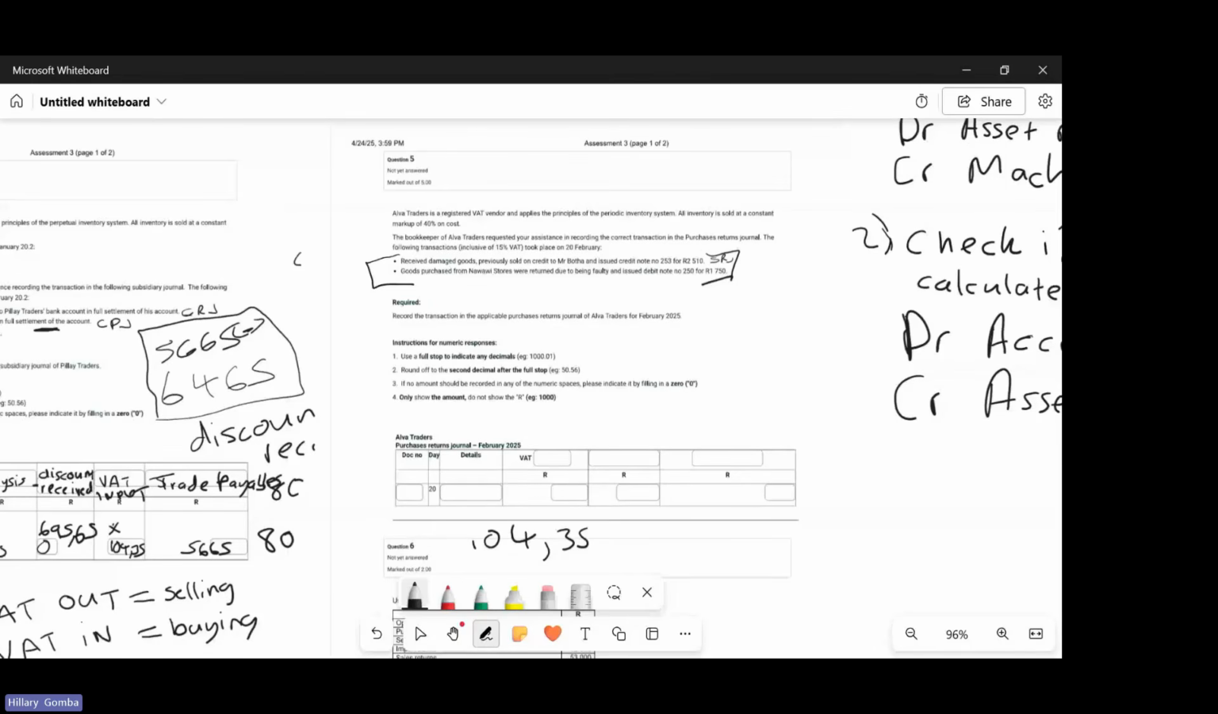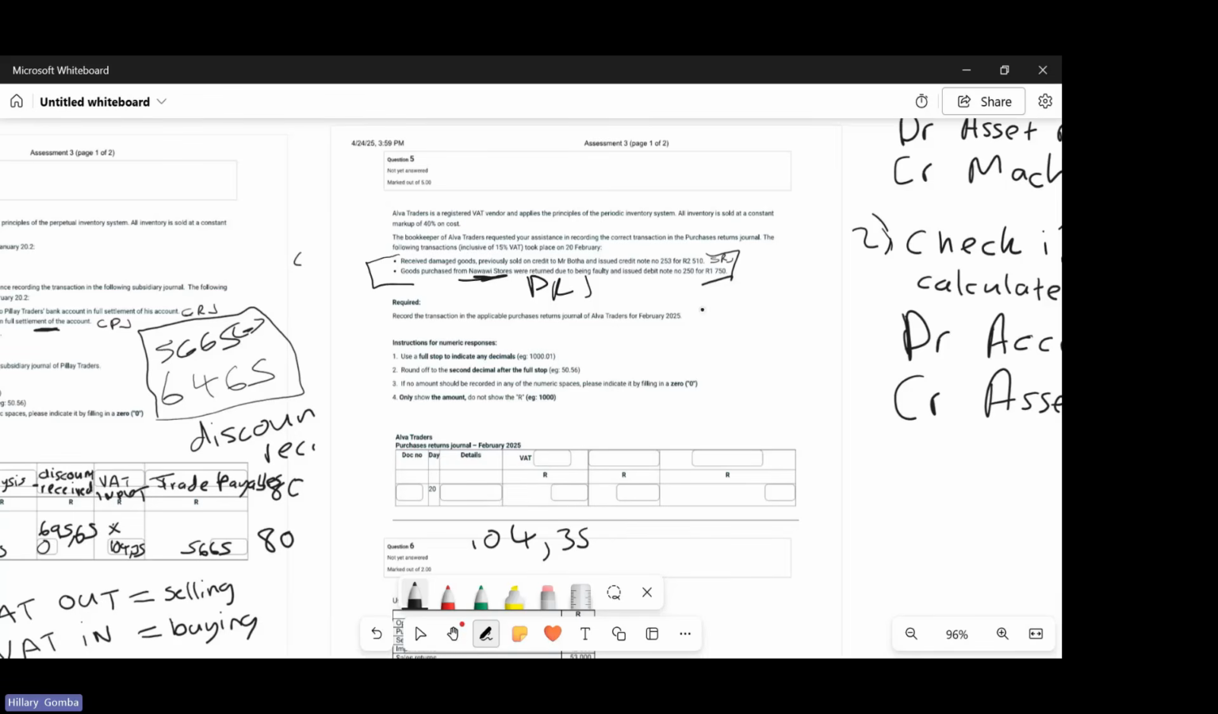And then the other one, they told you that goods purchased from Nawawi Stores were returned due to being faulty and issued a debit note. As you can see here, we bought the goods and we found out that they were faulty. We sent them with a debit note showing that we have returned the goods that we bought on credit, but they were not working or they were faulty as they told you. And then when Nawawi receives those faulty goods, if they're in agreement, they will send us a credit note. So this is the account that we're dealing with, the one which says goods purchased, because it's the one that affects your purchases returns journal.